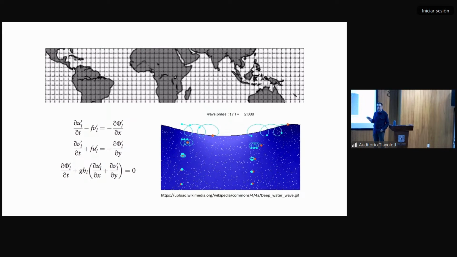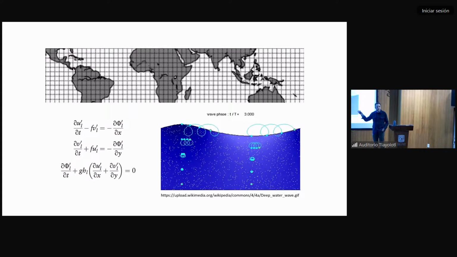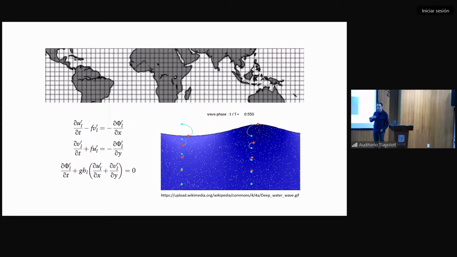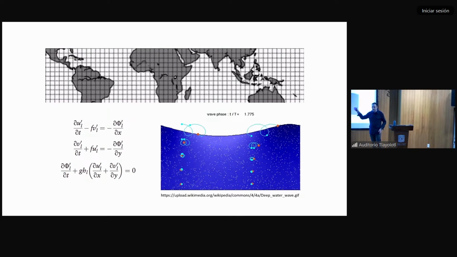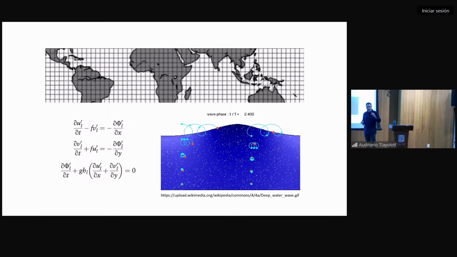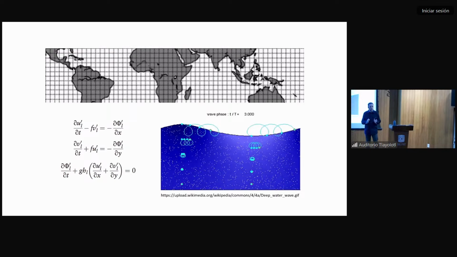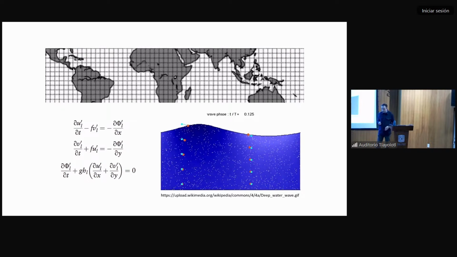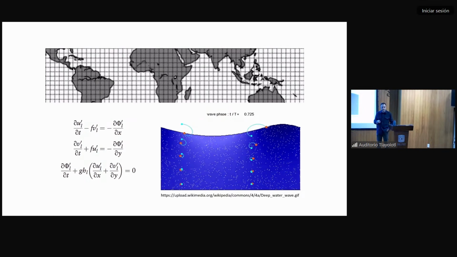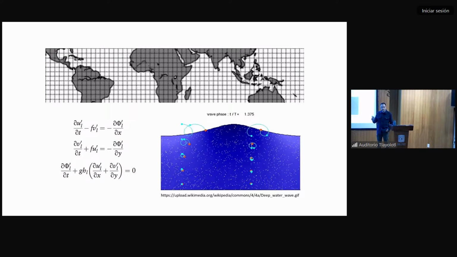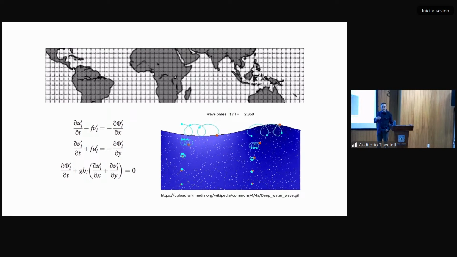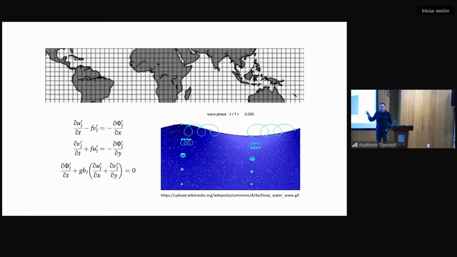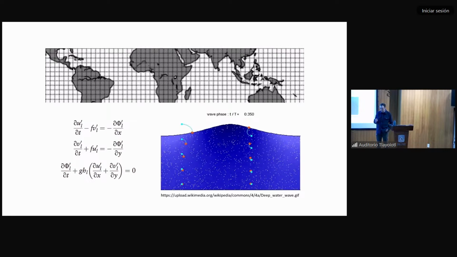So large scale heights produce very fast waves. Short scale heights produce slow moving waves. If you study, for example, in the stratosphere, these equatorial waves, you find dry waves, dry waves that move really fast.